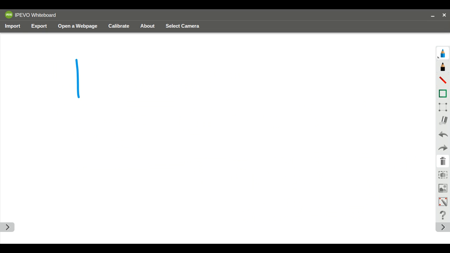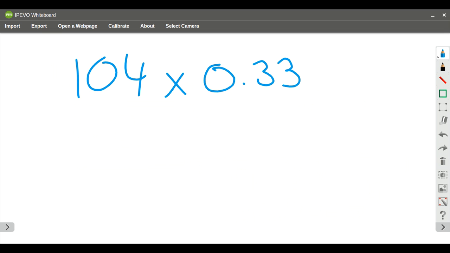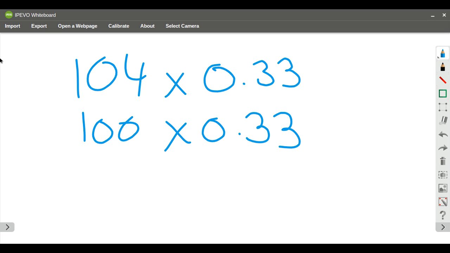So the next one I have is 104, and I'm going to multiply that by 33 hundredths. Well, 104 is going to be near 100. So I'm going to multiply that by 33 hundredths. I'm going to leave that alone. So I'm using a compatible number here. I left this value alone, and here I rounded to the nearest place value. So 33 hundredths, I'm going to move my decimal over 2 places to the right, and I get 33. So a good estimate for that answer, my answer is going to be somewhere around 33.